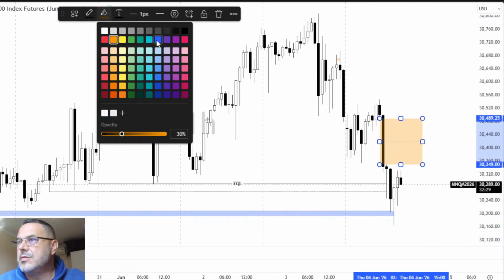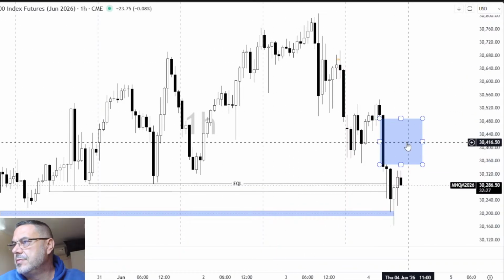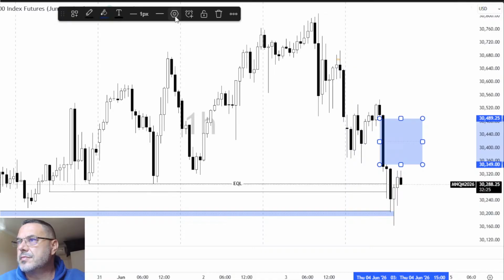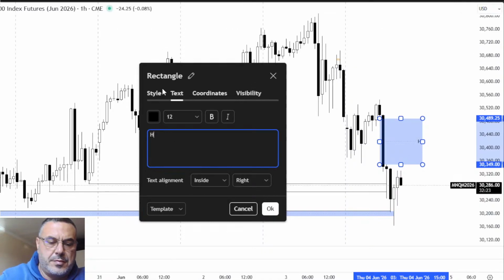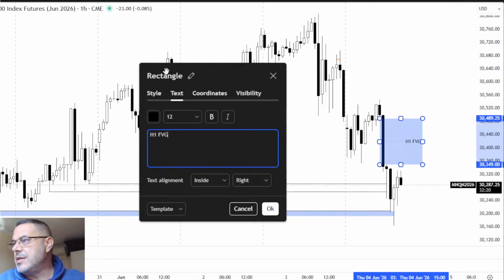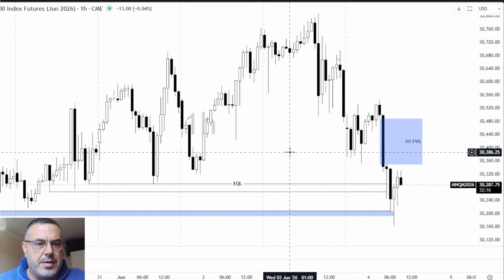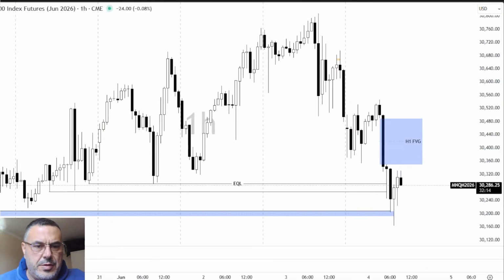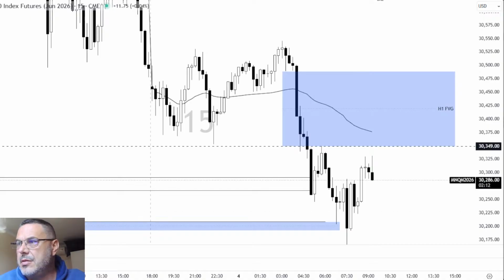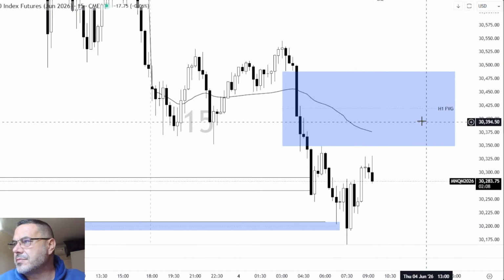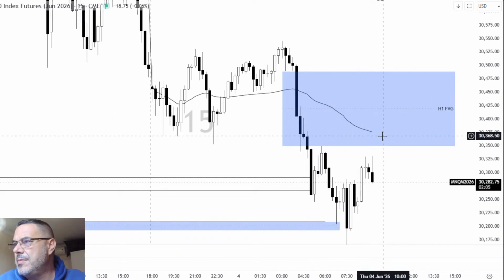Let's change this to blue. All right, so that fair value gap there is going to hold price down. Let's jump to the 15 minute. Here you can see on the 15 minute, that's the VWAP right there.